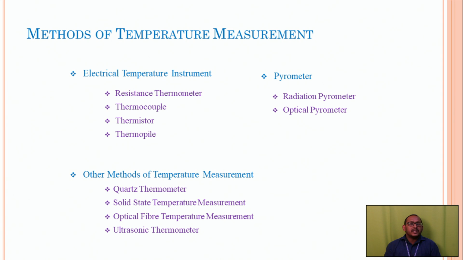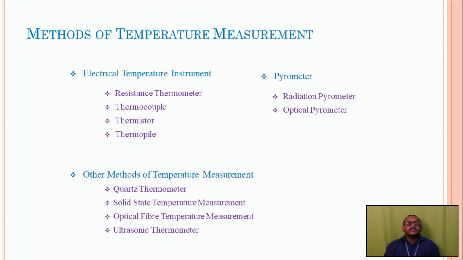Coming to the second point, the thermocouple is used for high temperature measurements. In industries, mostly they use the thermocouple for high temperature measurements. In case of very high temperature measurements, they go with the radiation type pyrometers. The radiation pyrometer and the optical pyrometer come under the non-contact type.